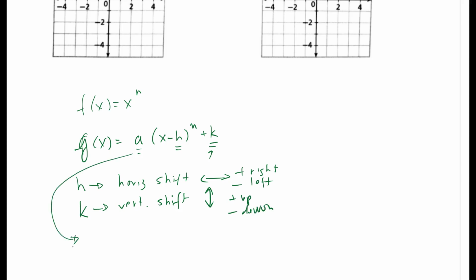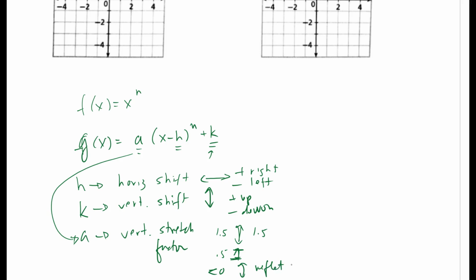And we have a here, which is the vertical stretch factor, so something like 1.5 means stretch everything in this direction by a 1.5 factor. 0.5 would be kind of a shrink, cut everything in half. And then if it's negative, if it's less than 0, that would mean reflect it over, you'd reflect it from wherever it is, mirror image it.